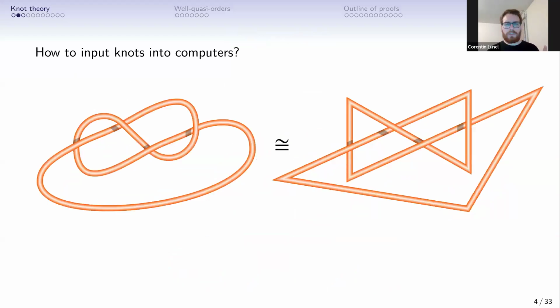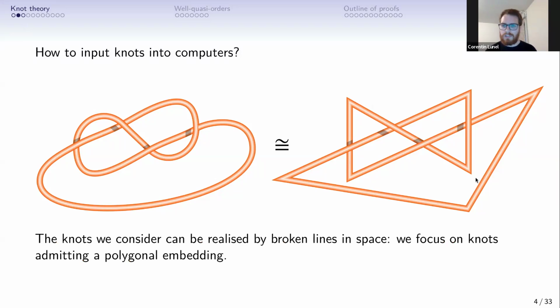From an algorithmic point of view, it's not clear how to input knots into a computer. So what we will do today is restrict ourselves to tame knots, which are knots that can be put into broken lines in space. They can be represented by a finite number of segments in space. For example, here is a figure-8 knot represented with segments in space, that you can input into a computer. It is a common assumption to restrict ourselves to knots admitting polygonal embeddings, and that's what we will do today so that we can talk about algorithms on these knots.